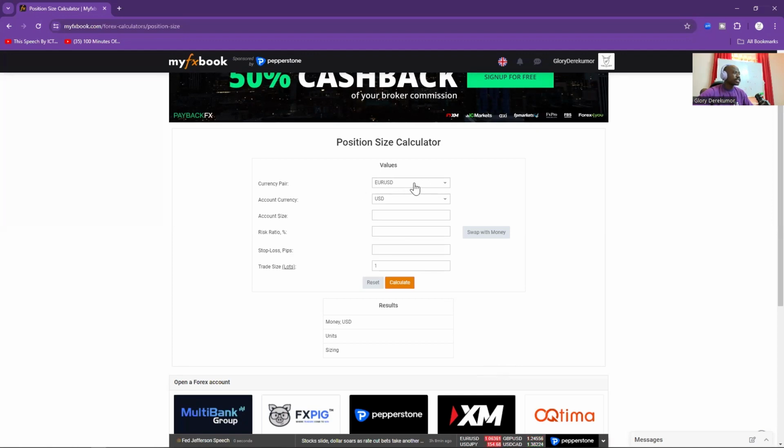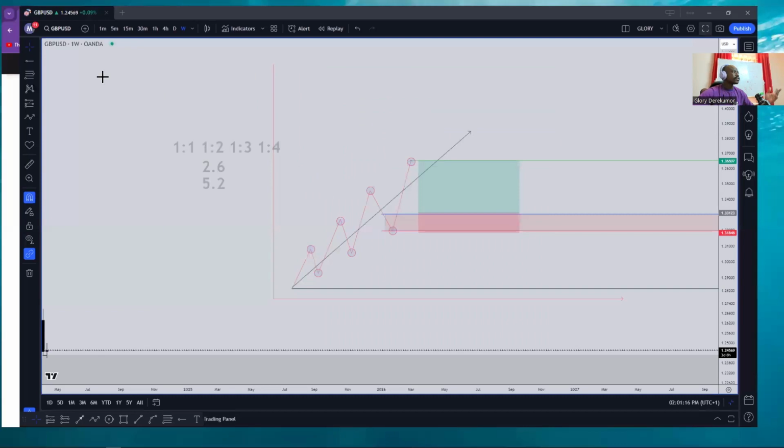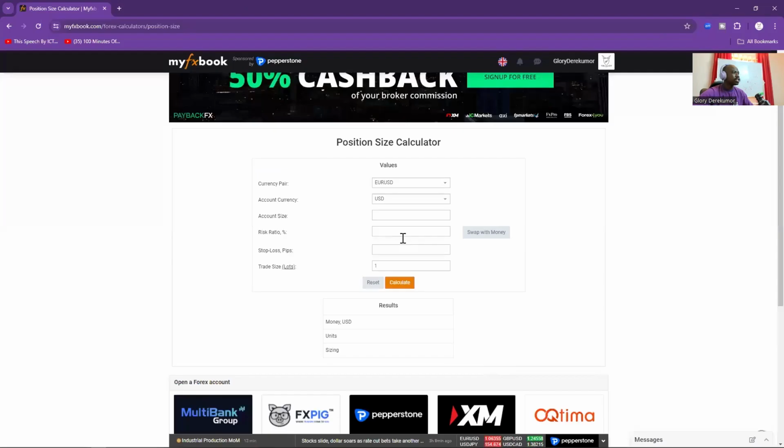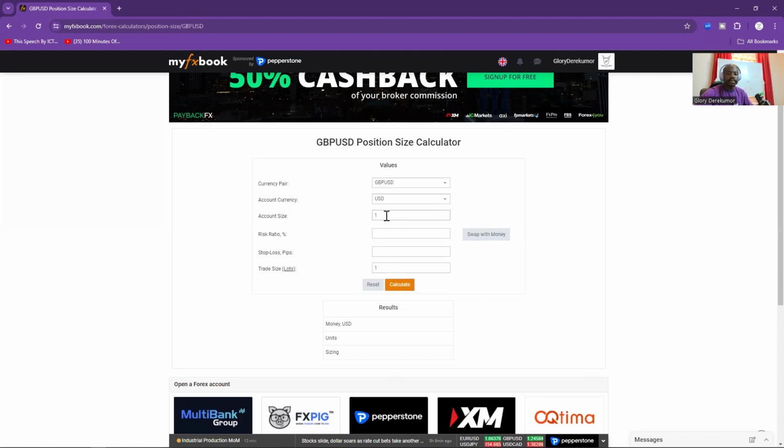So your currency pair that you're trading, going back to the market, we are looking at GBP USD. So the first thing you want to do here is put GBP USD right here. Click on GBP USD. Account currency, assuming your account currency is in USD, you put that right there. Account size, meaning your account balance. How much do you have in your account at that particular point in time? Let's say you have about $100,000. That's a round figure, so we can use that. 100,000.